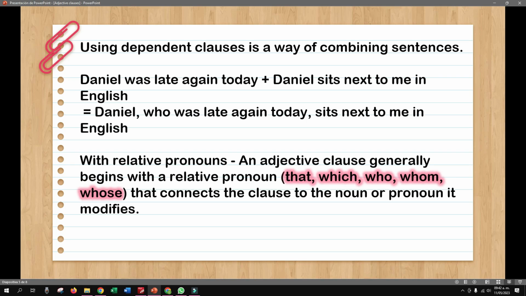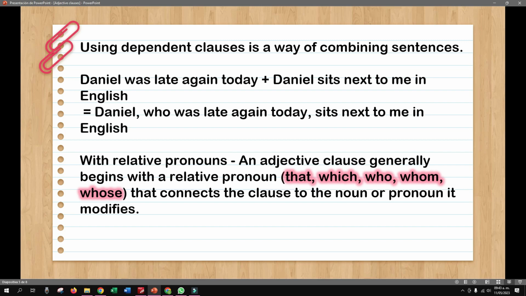With relative pronouns, an adjective clause generally begins with a relative pronoun. Here we have the relative pronouns that, which, who, whom, and whose, right? Later we're going to practice a little bit and also know the meaning and the functions of these relative pronouns, because they have different functions depending on the subject that you have there. So that connects the clauses to the noun or pronoun it modifies.